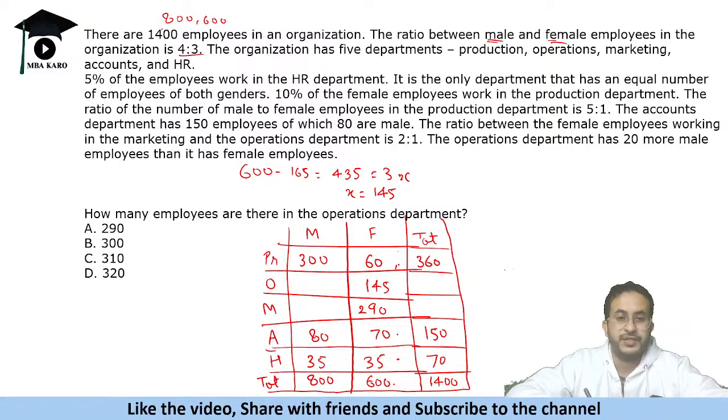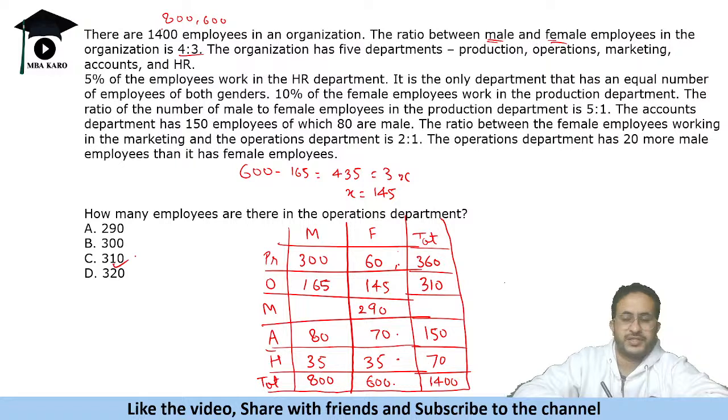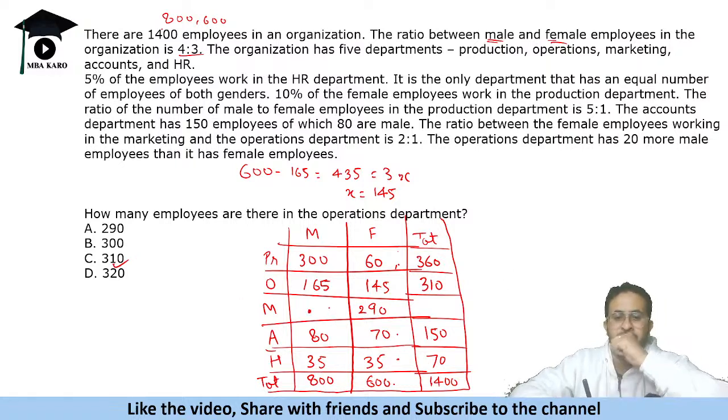Got these values. Next, given that the operations department has 20 more male employees than female employees, operations has 24 male employees. So 165 was 310. So the answer to this question is 310. One value is missing. Subtract from the totals.